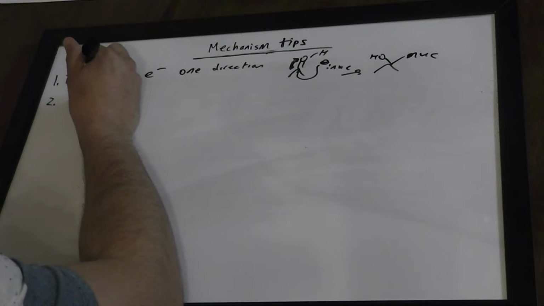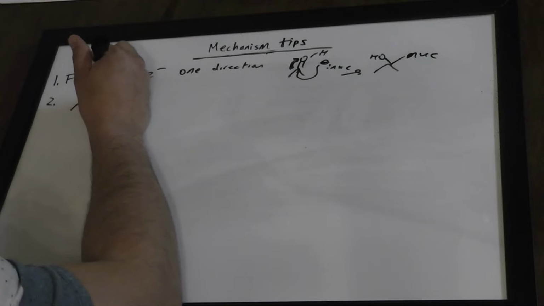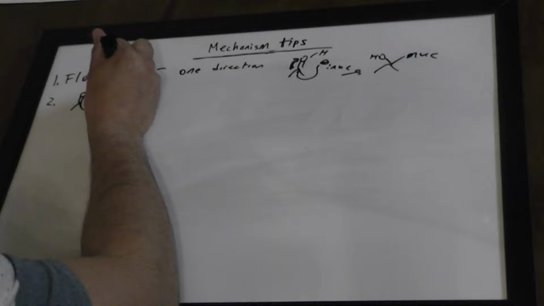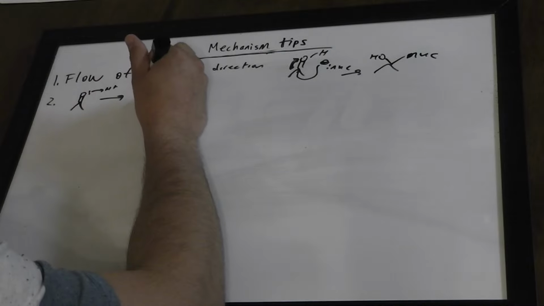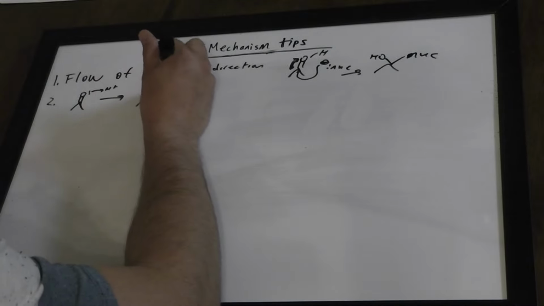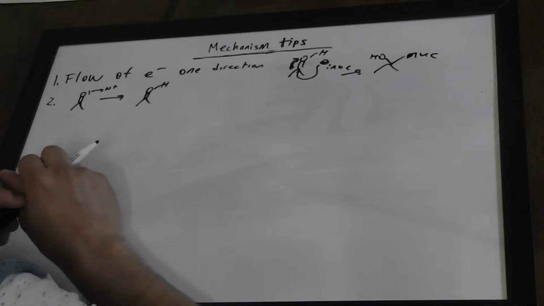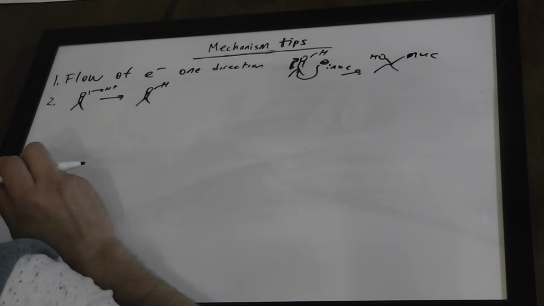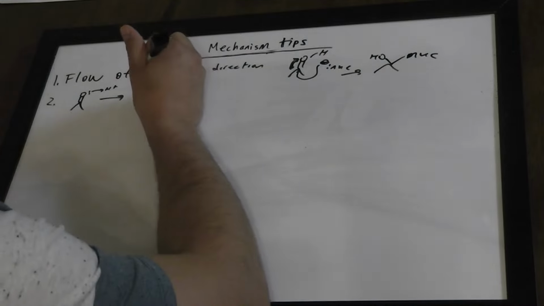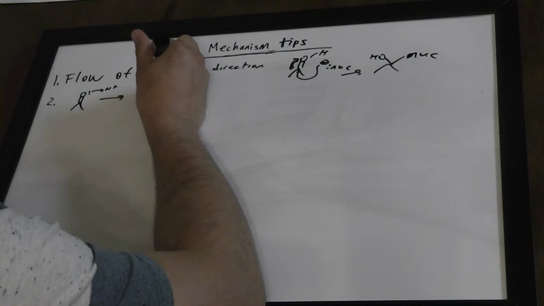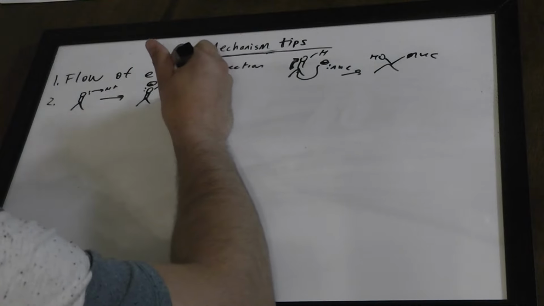Second, in acidic conditions, a carbonyl is always protonated before anything else happens, before a nucleophilic attack, and that's because it makes a strong electrophile, so then a nucleophile can come in and attack, because a nucleophile attacks an electrophile.